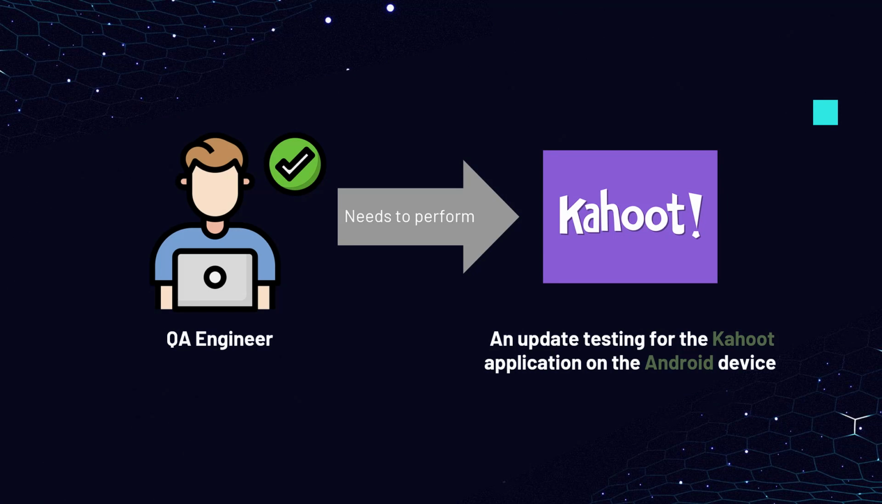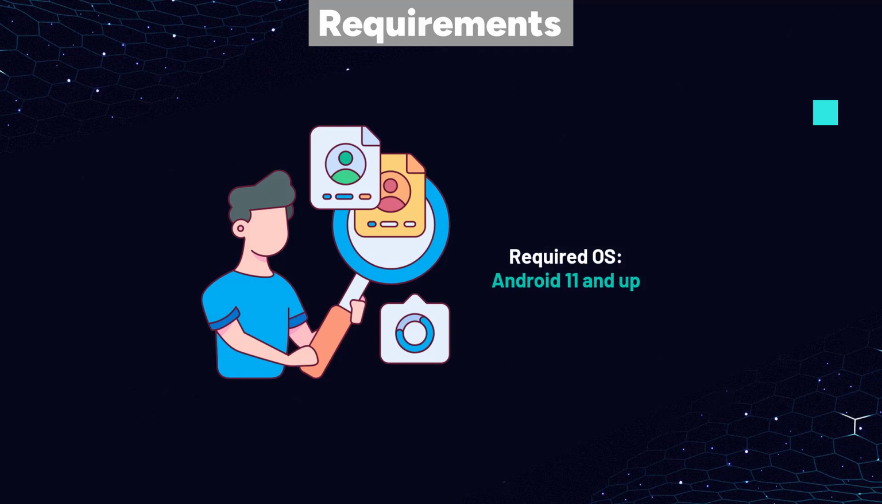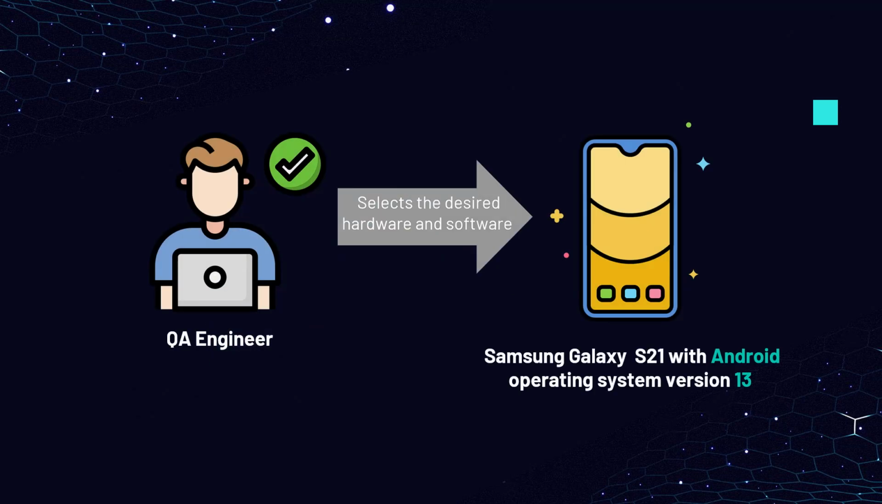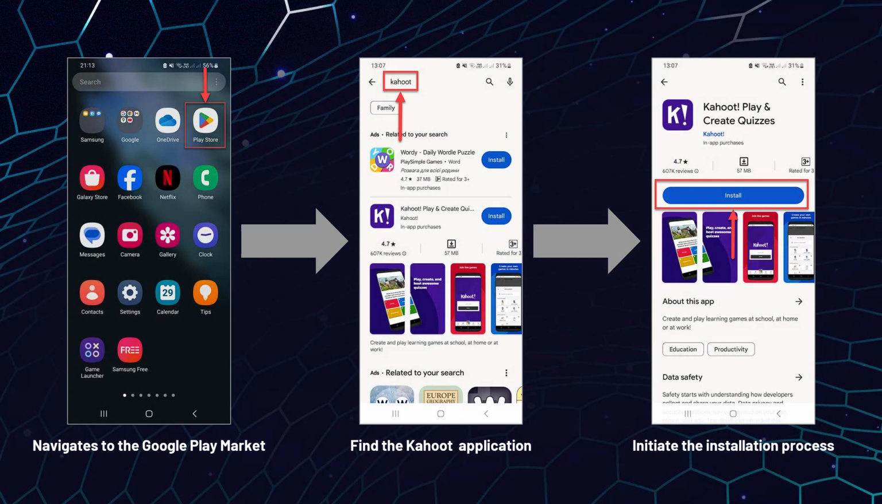According to the requirements, the application should be supportable on a range of devices and operating systems, such as required OS Android 11 and higher. For this reason, the tester selects the desired hardware and software mentioned in the requirements. For instance, a Samsung Galaxy S21 with Android operating system version 13. Then the QA engineer navigates to the Google Play Market, finds the Kahoot application, and initiates the installation process.